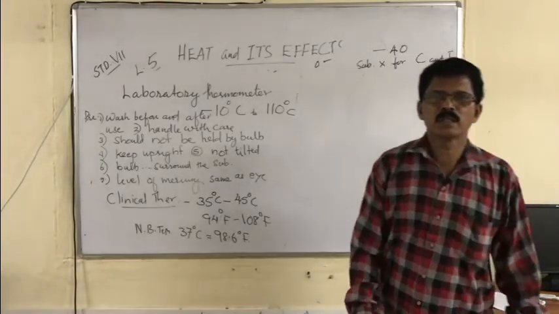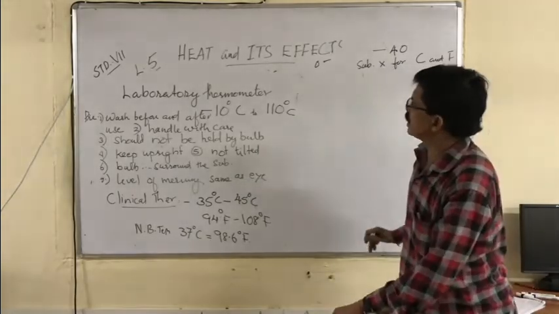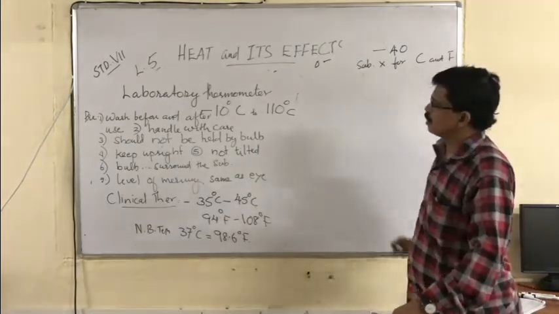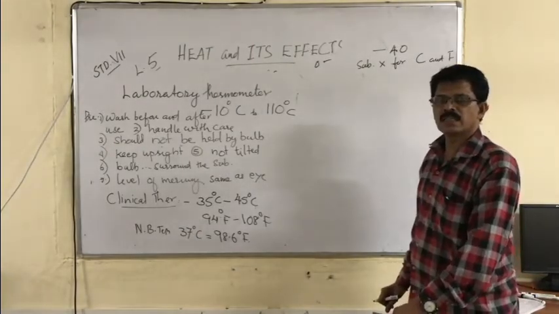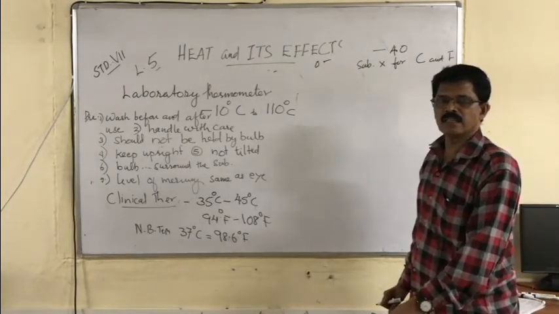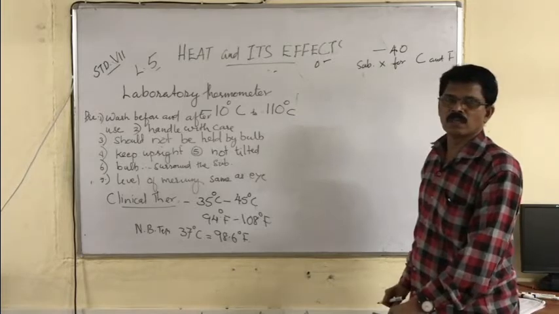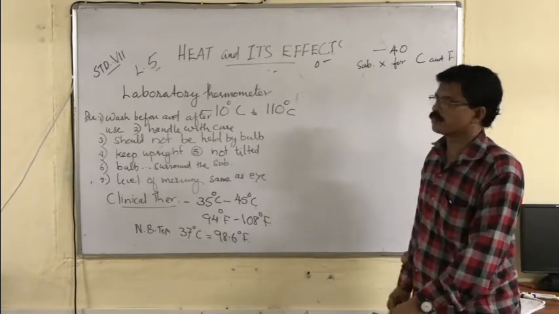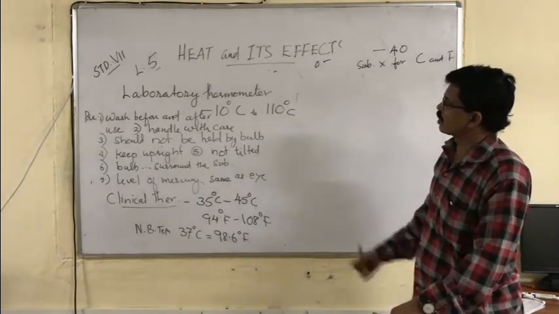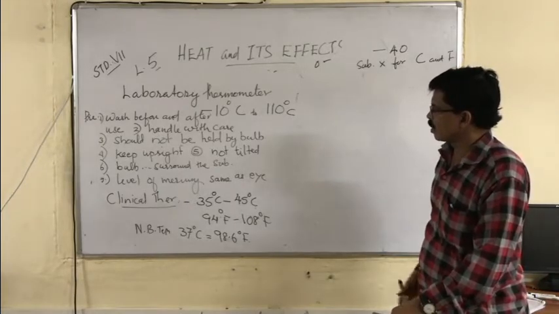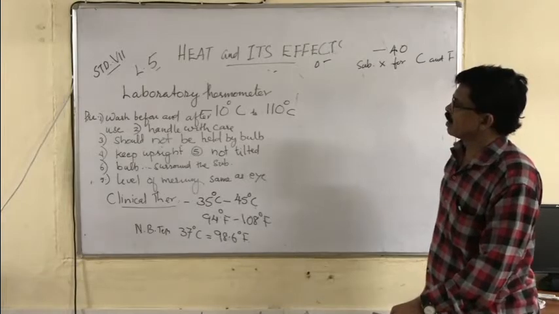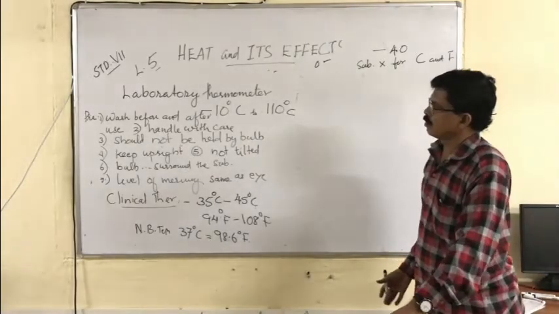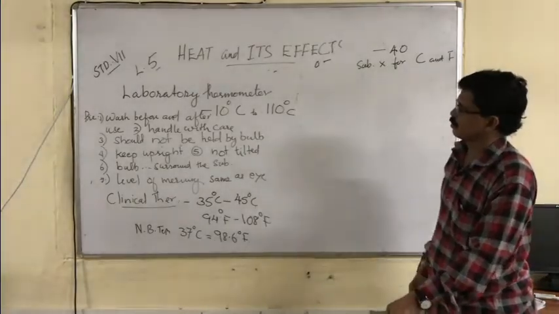We are now continuing the chapter heat and its effects. There are different types of thermometers. We have already seen Celsius scale thermometer and Fahrenheit scale thermometer. There are two more types of thermometers. Laboratory thermometer is different from the other thermometers.